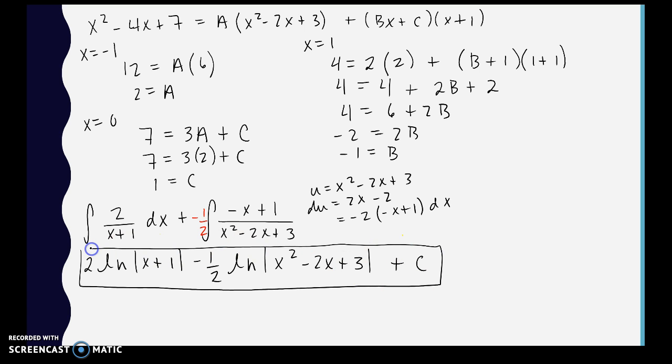So that's our final answer. No additional homework for this section.